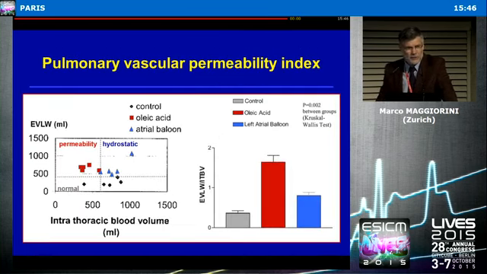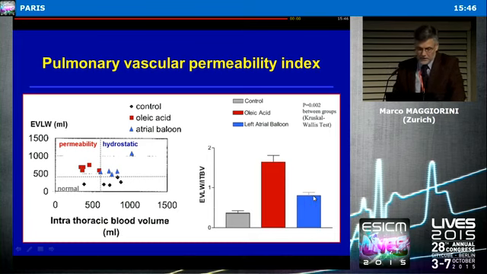In this model, he could also show that there is a relationship between extravascular lung water and intrathoracic blood volume, and the relationship between these two are valid methods to assess the permeability leak of the RDS, which was not the case for the hydrostatic pulmonary edema.